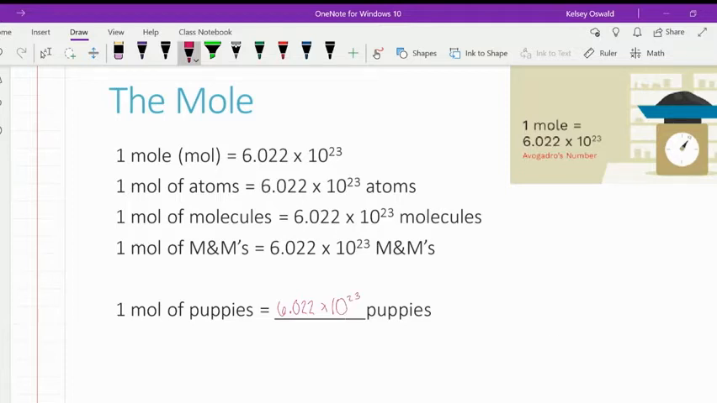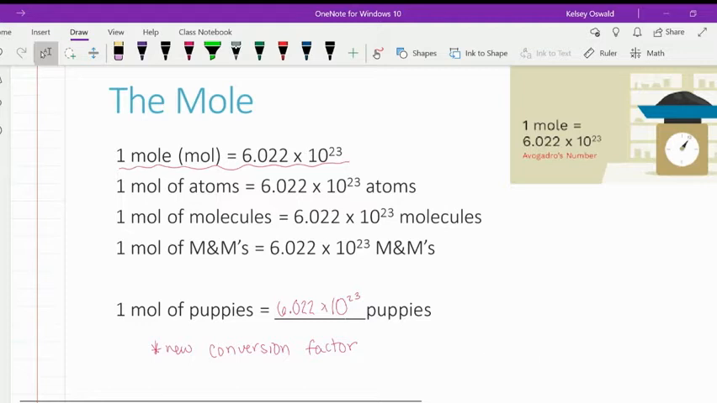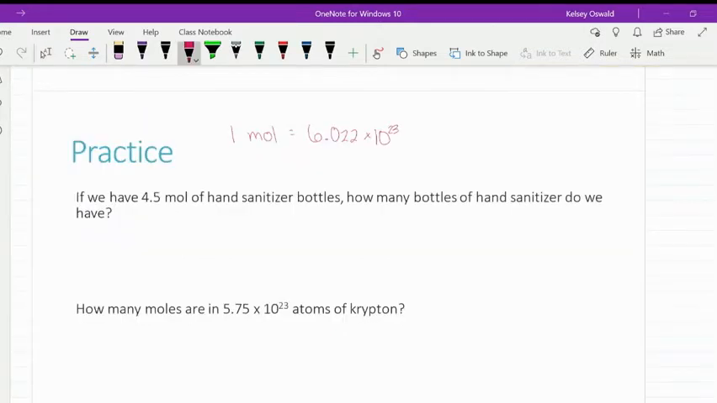Okay, so we are basically going to be able to use this as a new conversion factor. Okay, so 1 mole and 6.022 times 10 to the 23rd are going to be the same thing. And since they are the same thing, we're able to use this as a new conversion factor. Now that we have this new conversion factor, so 1 mole is equal to 6.022 times 10 to the 23rd, let's get some practice using it.